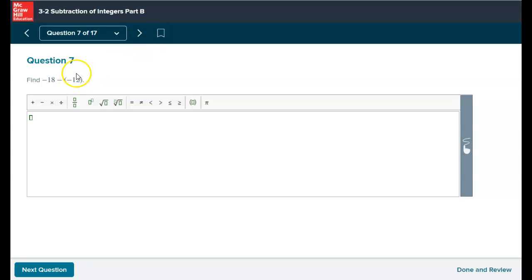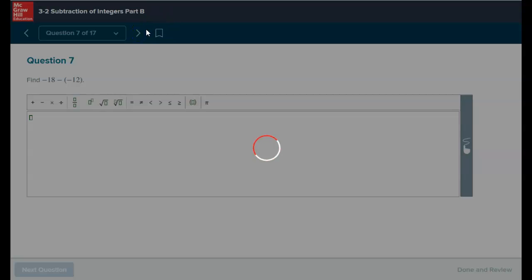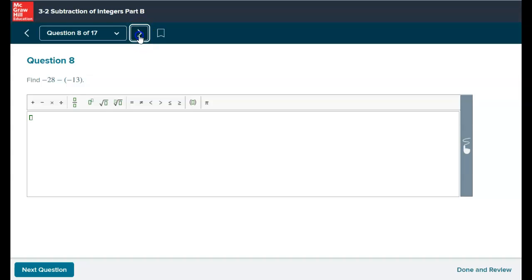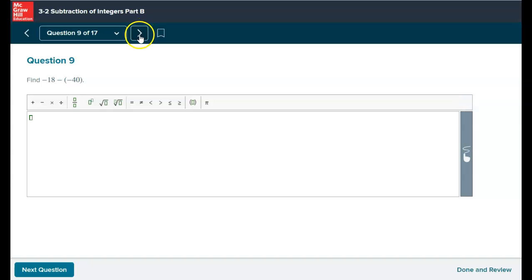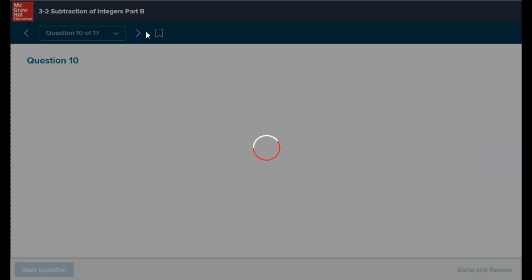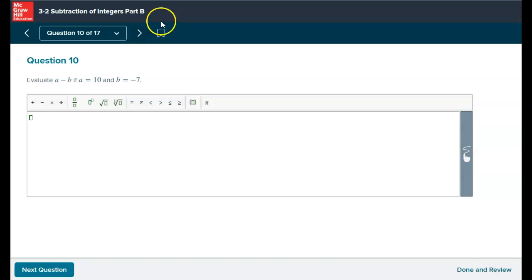Okay, again, keep, change, switch. Keep, change, switch. Keep, change, switch. I think this is where we get to a different problem here. Yeah, these are substitution problems.